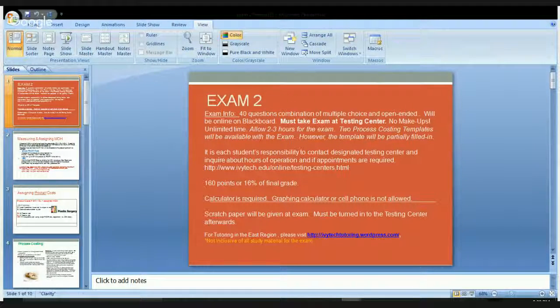So now, when we go into the actual test, let me just double check here. Don't pay attention to the two process costing template. Well, yes, they will be available. You do not have to take it at a testing center. You can take it at home, and it is still worth 160 points or 16% of your final grade. And as I said before, it's at home, so you can use whatever you have available to you.